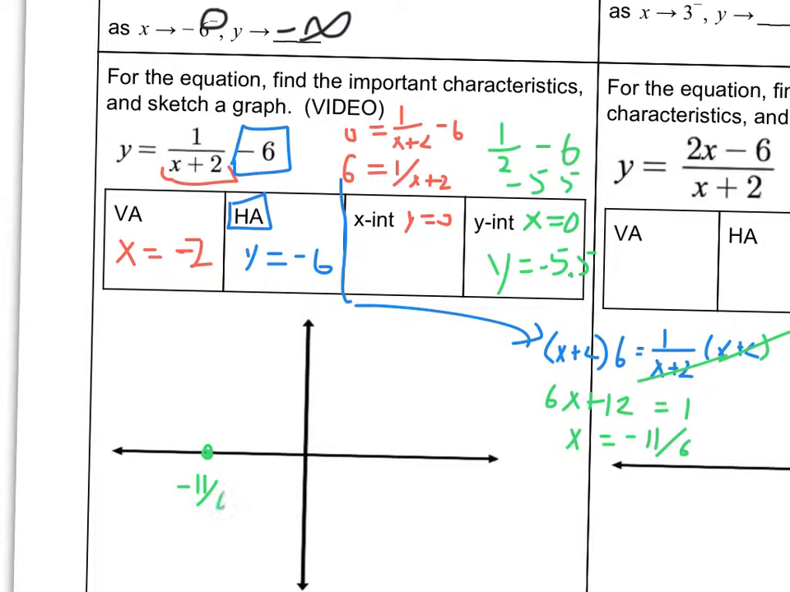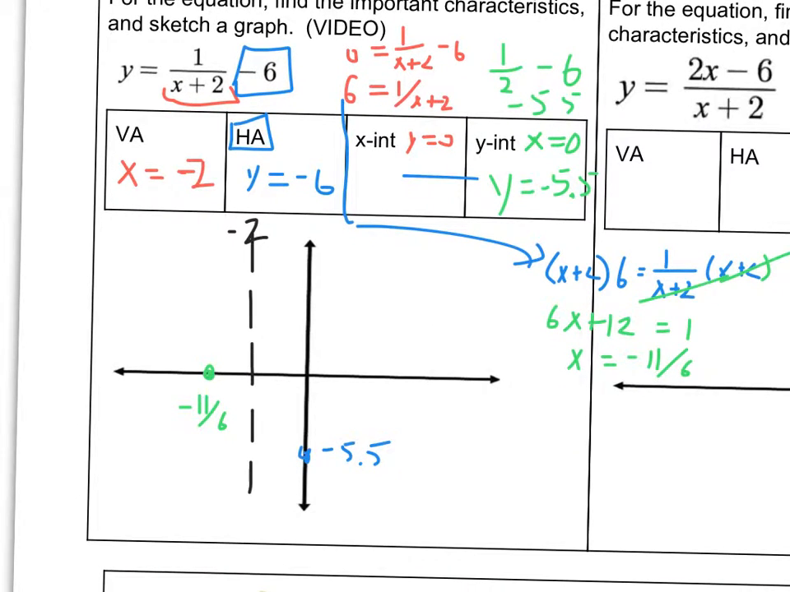Minus 12, divided by 6, we get x is equal to negative 11 over 6. Negative 11 over 6. The y-intercept we said was going to be negative 5.5. The vertical asymptote is going to be negative 2. Horizontal asymptote is going to be negative 6. I'm going to scroll up a little bit to see that.